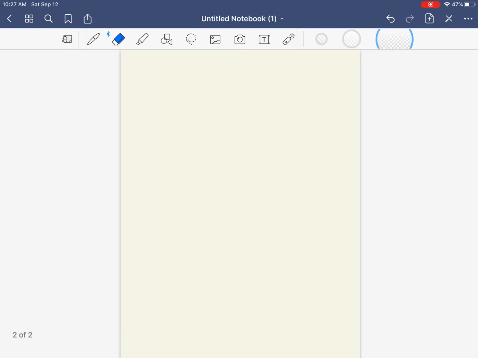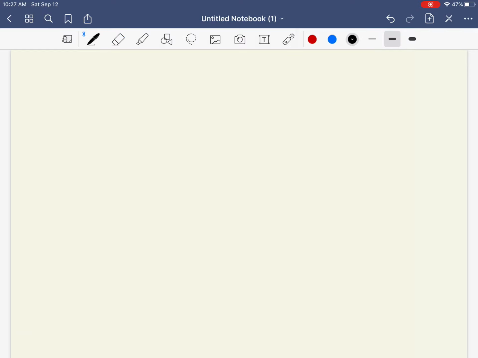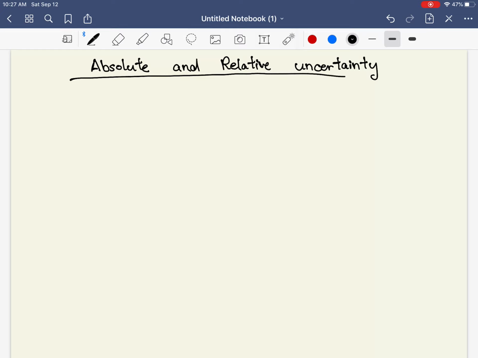All right, let's clear this page. Let me show you one more thing, and then that's it. And we're going to continue with this next day, and this is called absolute and relative uncertainty. Absolute and relative uncertainty. What do you mean by uncertainty?